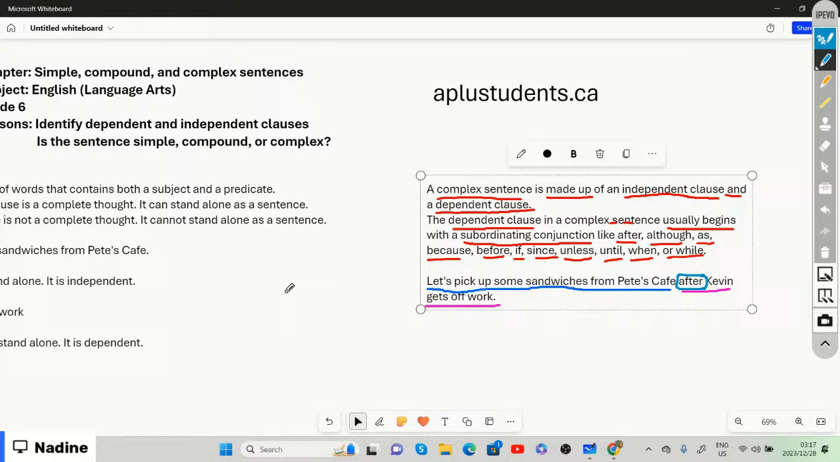And the dependent clause within that sentence usually begins with a subordinating conjunction, like after, although, as, because, before, if, since, unless, until, when, or while.